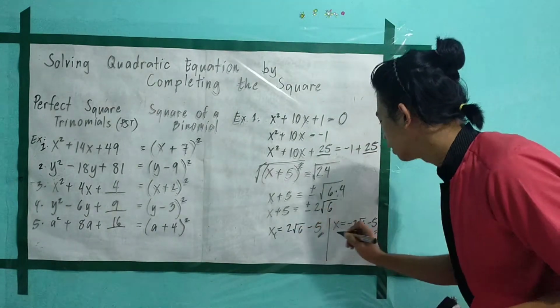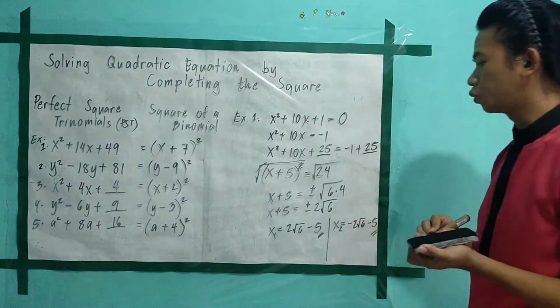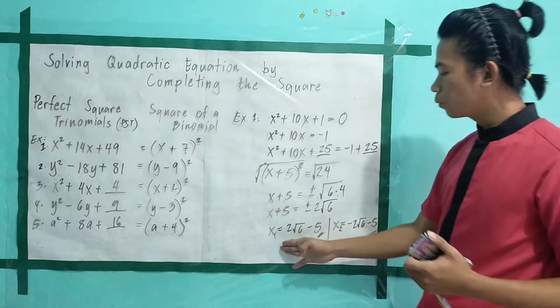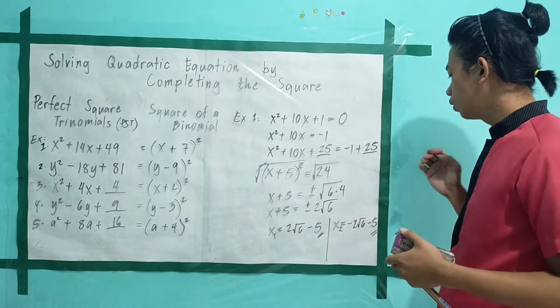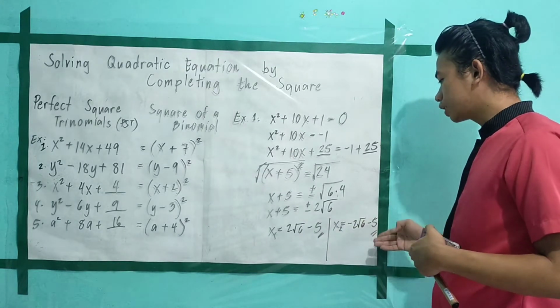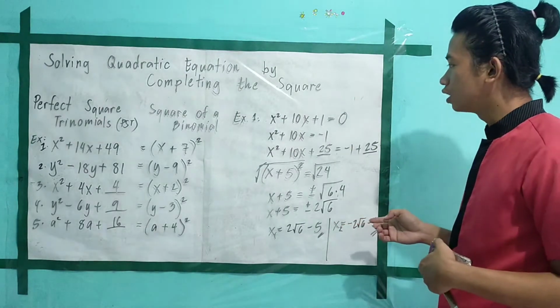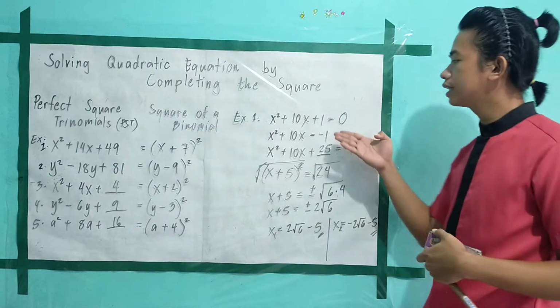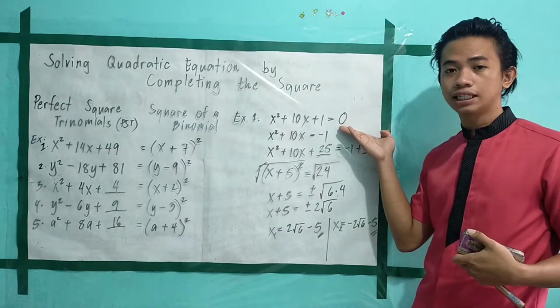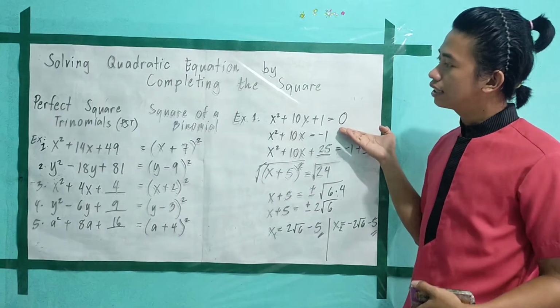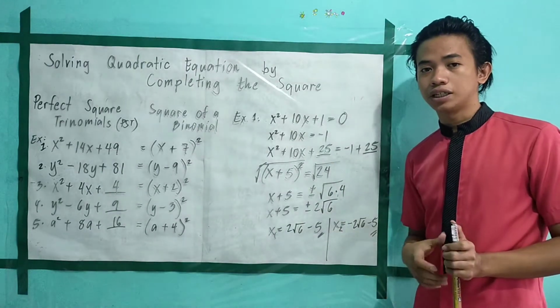X sub 1, then x sub 2. For our x sub 1, we have 2 square root of 6 less 5. X sub 2, negative 2 square root of 6 minus 5. So, yun yung magiging sagot natin sa given example natin, our given problem natin. Okay? So that is completing the square.